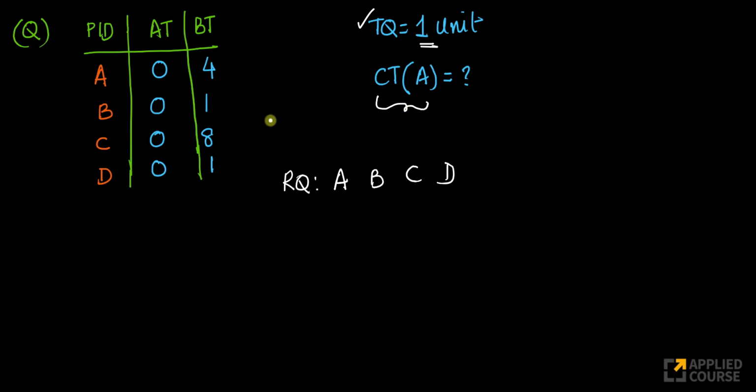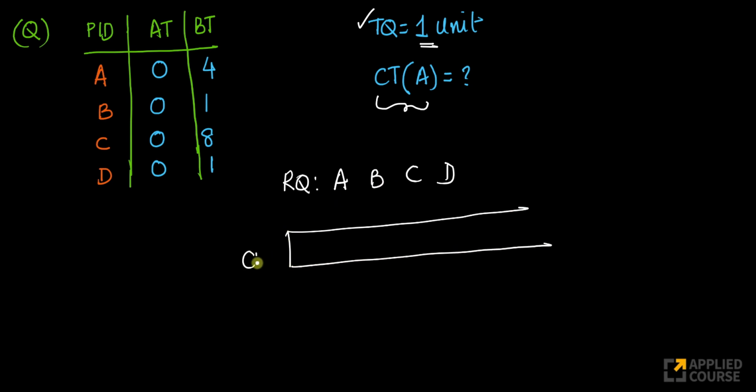Let's see this. Actually, let me draw the Gantt chart also here, and I'll also keep my ready queue here. This is my CPU. I'll start with A. A can only get 1 unit of time, so A gets scheduled for 1 unit of time. It still has 3 units of compute that it needs, so it gets queued at the end.